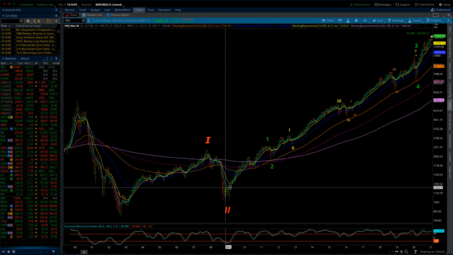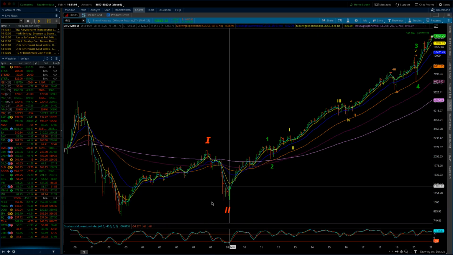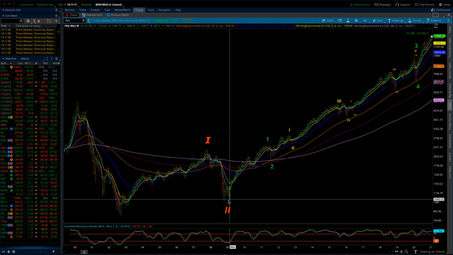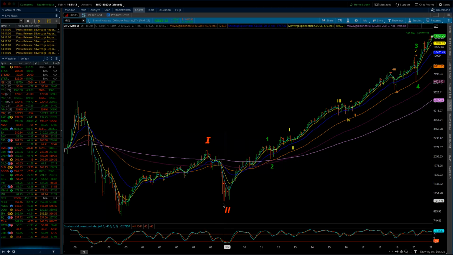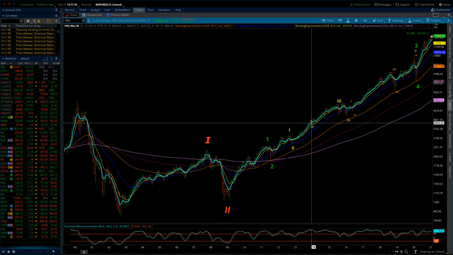So I kept waiting for this move to come down and take out that low. It didn't. And as soon as it didn't, it left this as a 3. Because what it needed to do, if you want to say 1, 2, 3, 4, was that 5 had to come down to complete the 5, but it didn't. So it left it as an ABC, and that was off to the races.